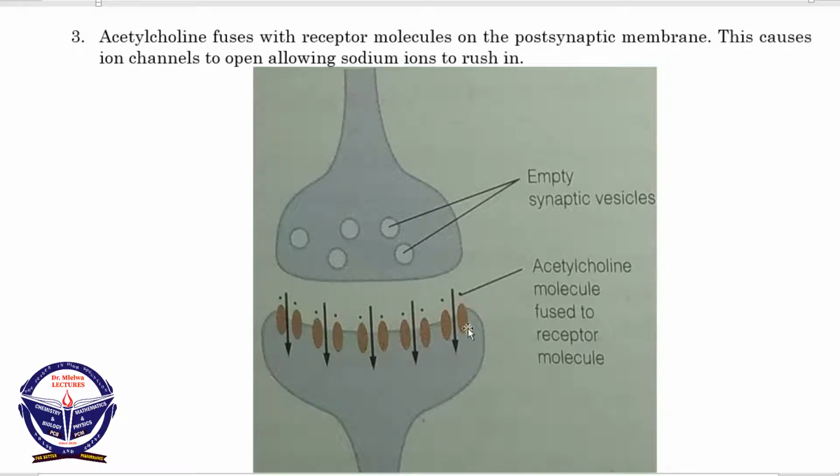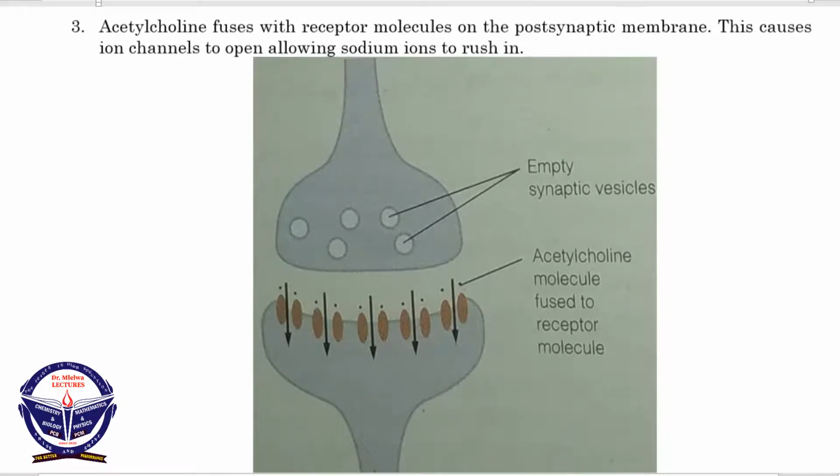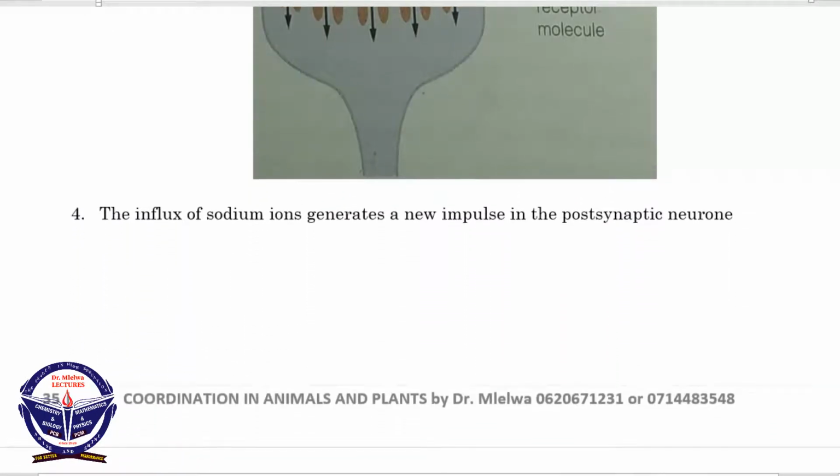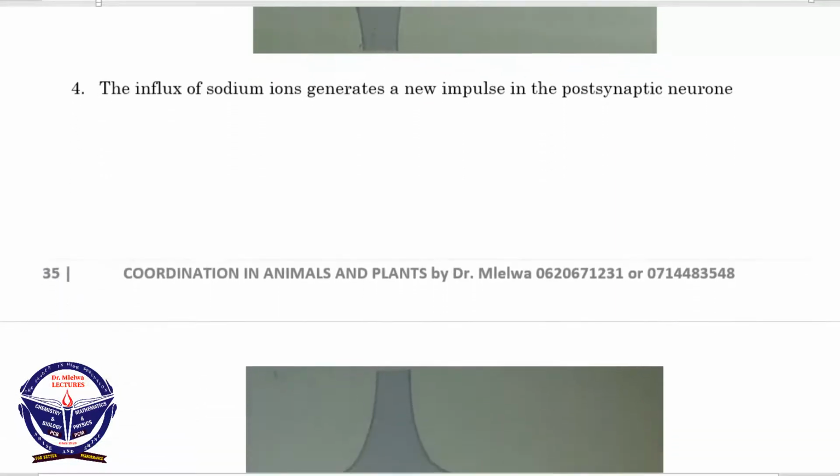After the binding of the acetylcholine to the receptor molecule, this causes the opening of the gates. Actually, the receptor molecules act like gated sodium channels, and if the acetylcholine binds to the receptor molecule, this causes the opening of the receptor molecule and allows the sodium ions to rush into the postsynaptic neuron. After the influx of the sodium ions, the influx of sodium ions generates a new impulse in the postsynaptic neuron.